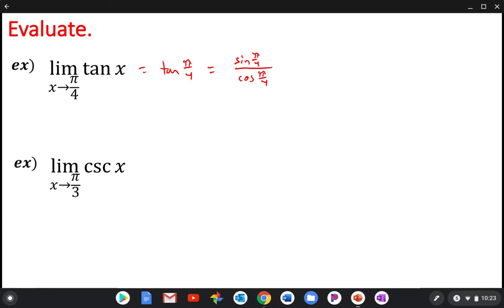Think back to your unit circle. Pi over 4, that's a quarter one, so that means it's going to be the middle one with the radical 2 over 2's. So the sine of pi over 4 is radical 2 over 2, and the cosine is also radical 2 over 2. Anything over itself is just 1.